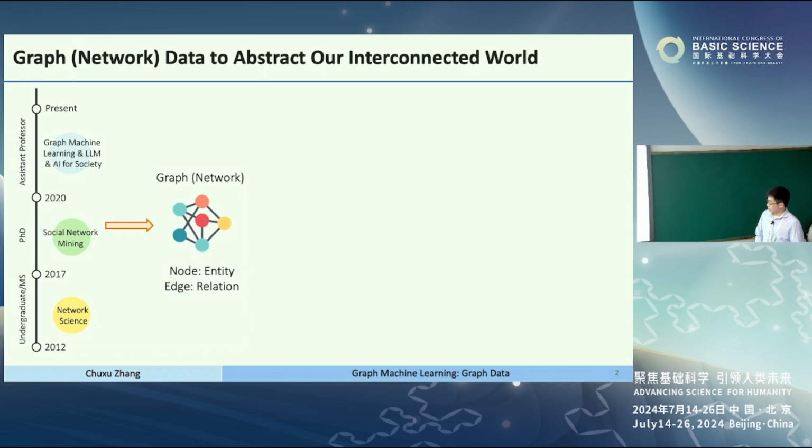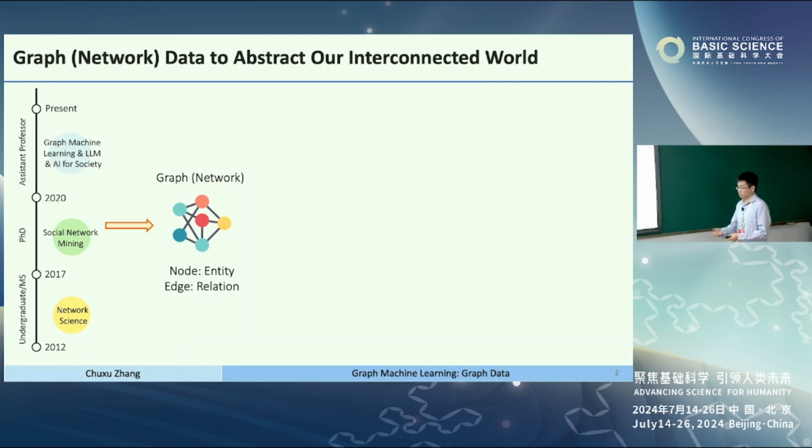It's quite a simple data structure. It includes two basic elements. The first one, node element. The second one, edge element. We can use nodes to represent entities for the data in the real world. And then we can use edges to represent the relationship between any two entities.